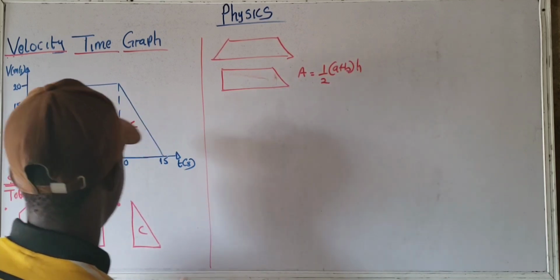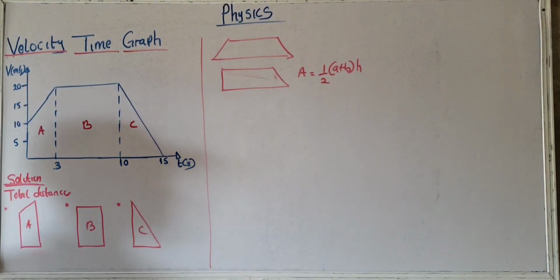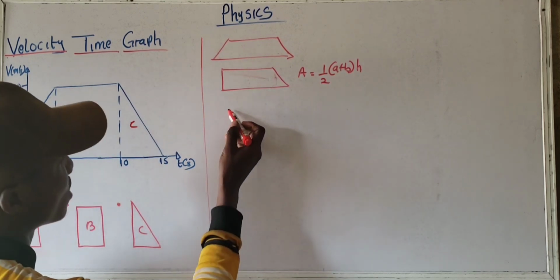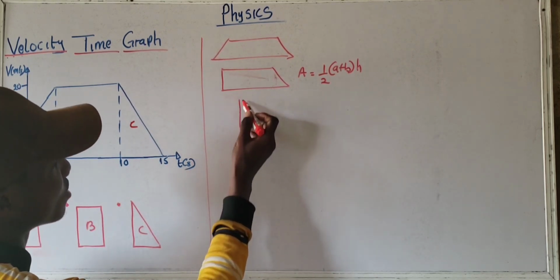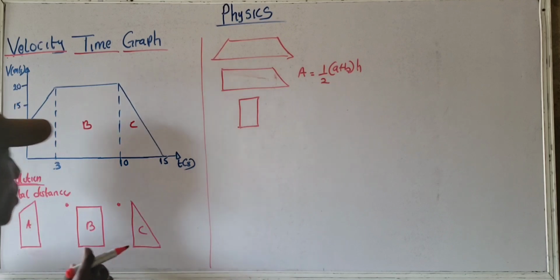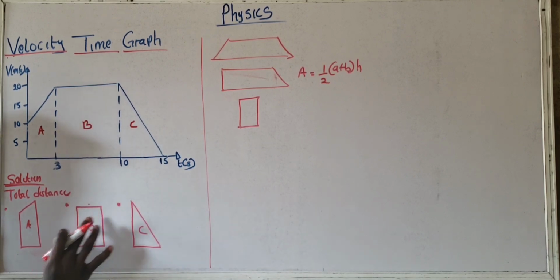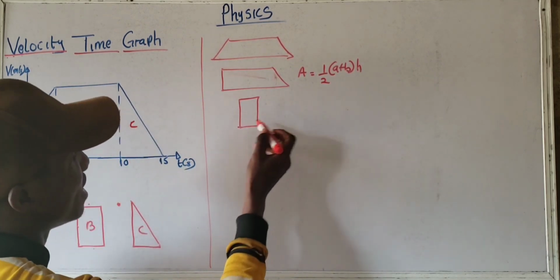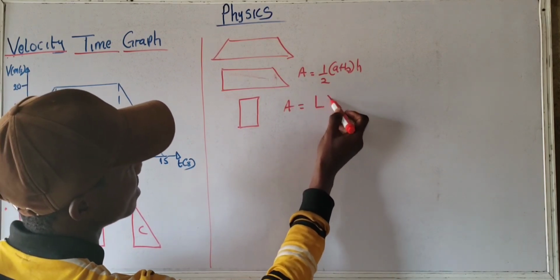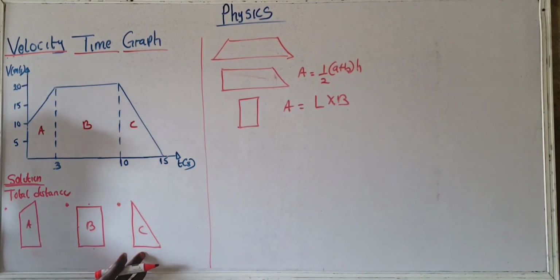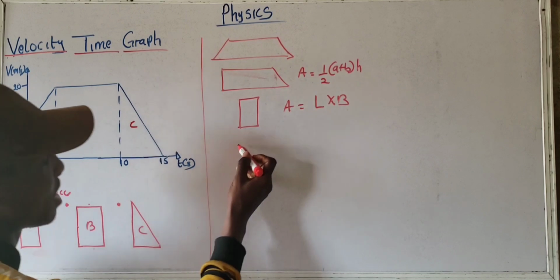You understand? And shape B looks like a rectangle, okay? Because if you want to draw it, this is how shape B looks like. The opposite sides of a rectangle are equal. This side is equal to this, and this side is equal to this. You understand what I'm trying to say? So in that case, you know that the area of the rectangle is what? Length times breadth. Okay? Now, for the last shape, which is C, this is how the shape looks like.